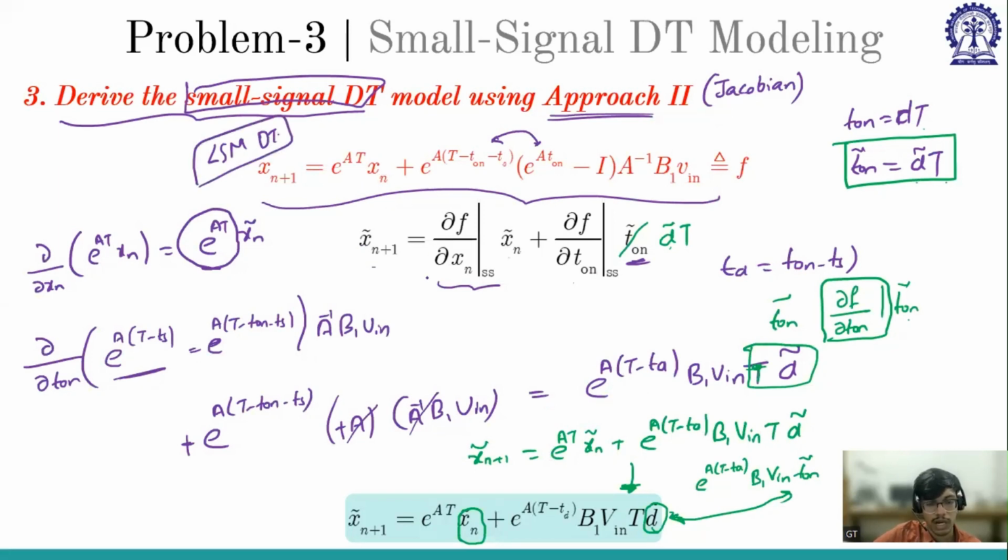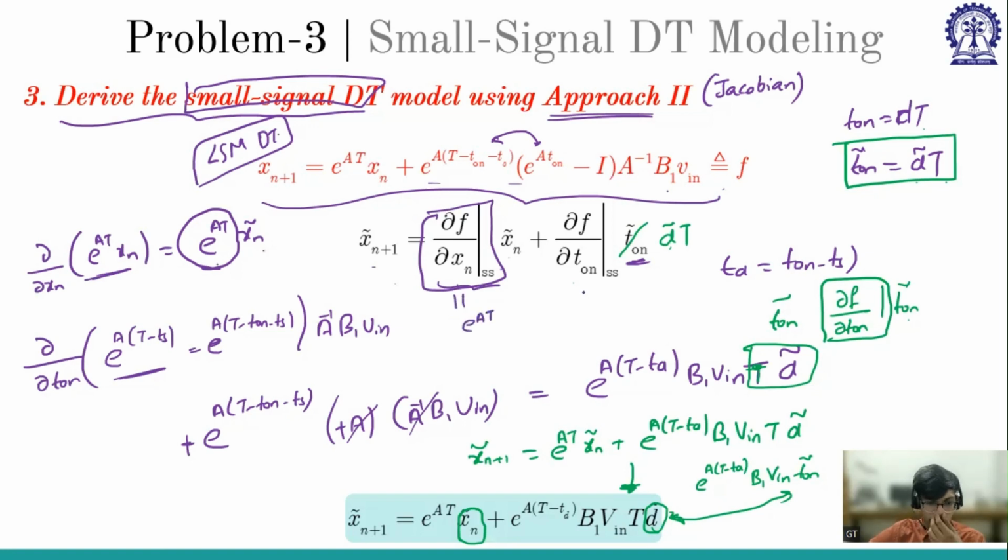So from this expression, we know that xn plus 1 perturb is dou f by dou xn into xn perturb, plus dou f by dou t1 into t1 perturb. For the first part, I have to differentiate it with xn, and the entire second term is independent of xn. So I have to differentiate only the first term. I got e to the power AT into xn perturb.